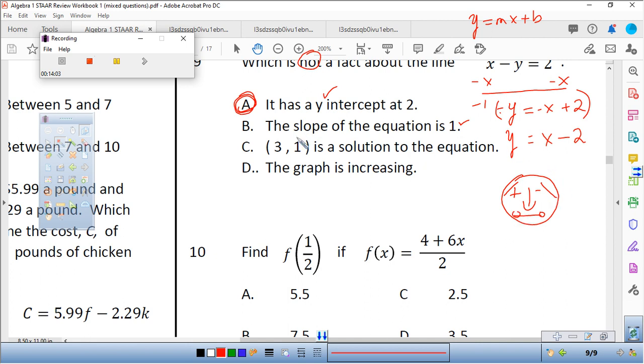So this is saying 3, 1. That's the only one I need to check. I know it's positive, so it's increasing. So I'm going to plug in, I guess I can do it right here. I'll put 1 as my y. You see, it's my y, and that's my x. Is equal to 3 minus 2. 1 is equal to 3 minus 2. 1. Check. So that is a solution. We don't want that one. We want the one that's not. So A is my answer.